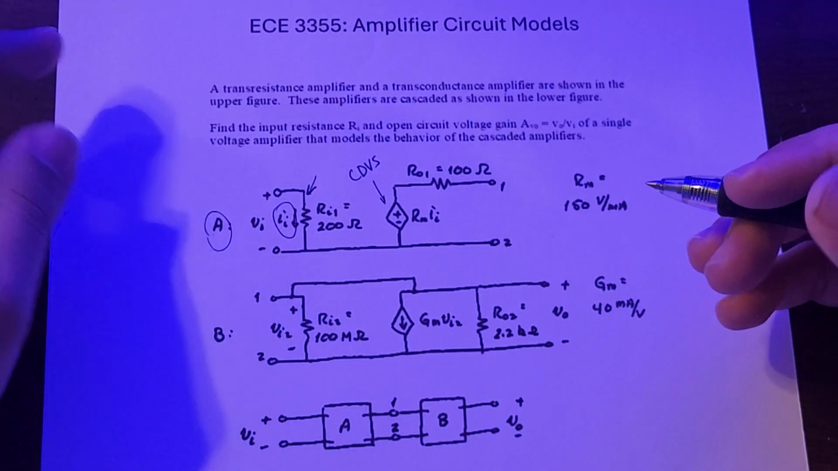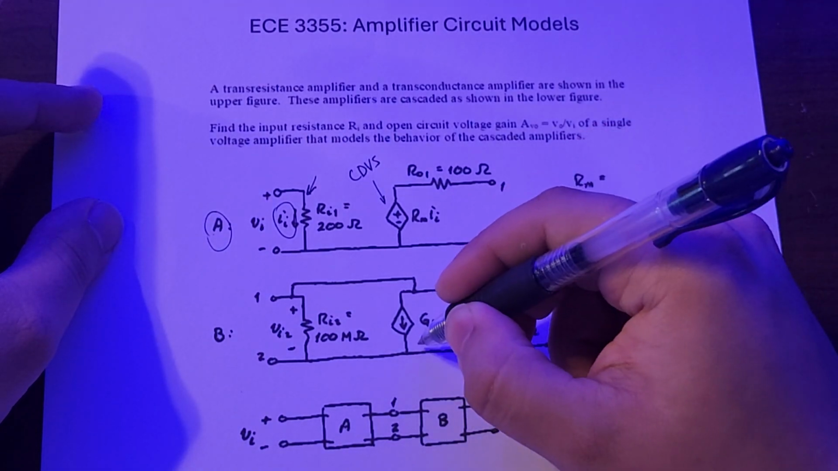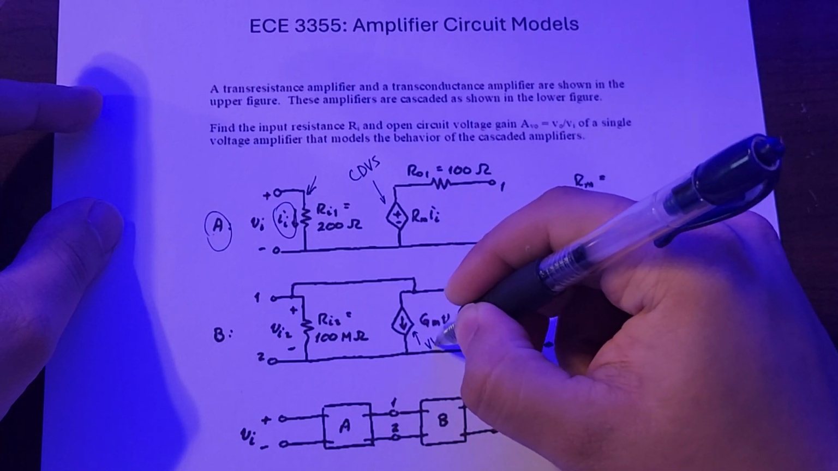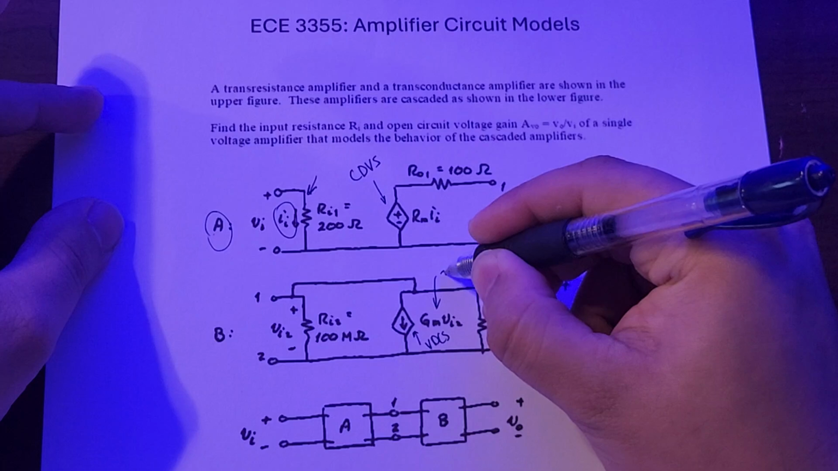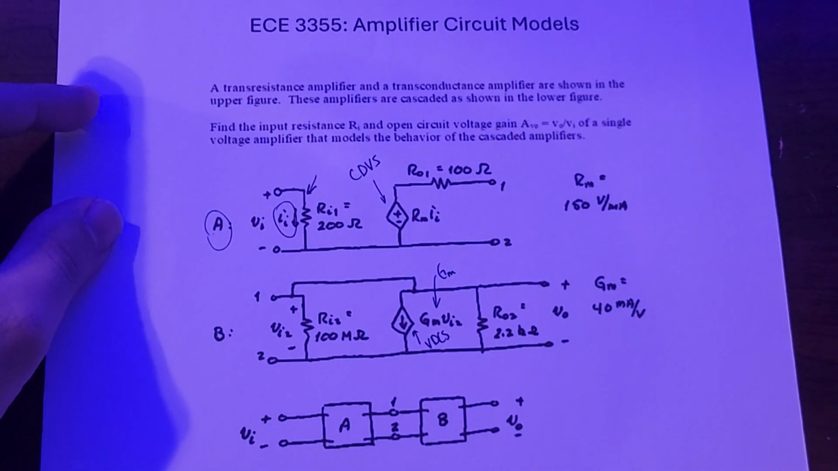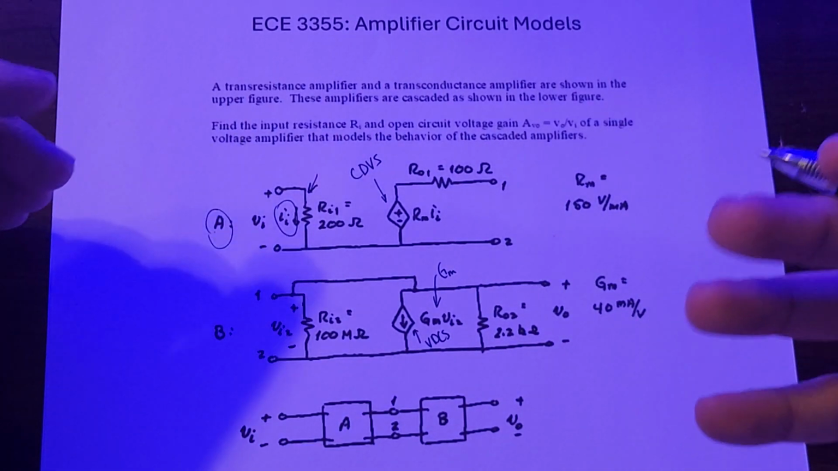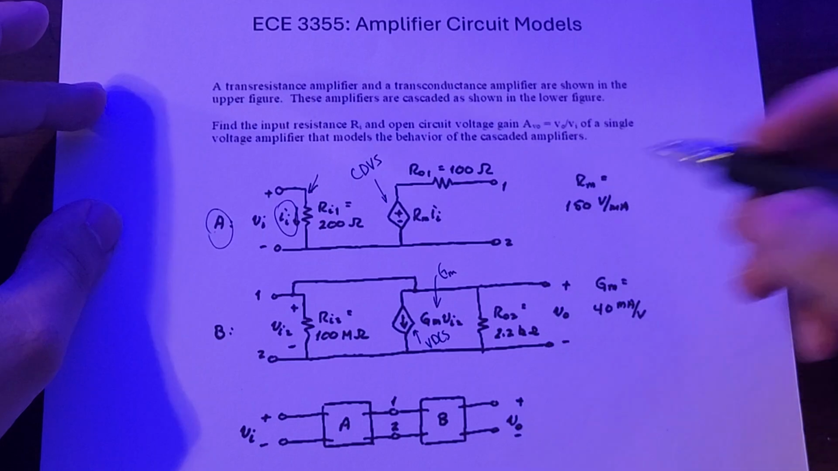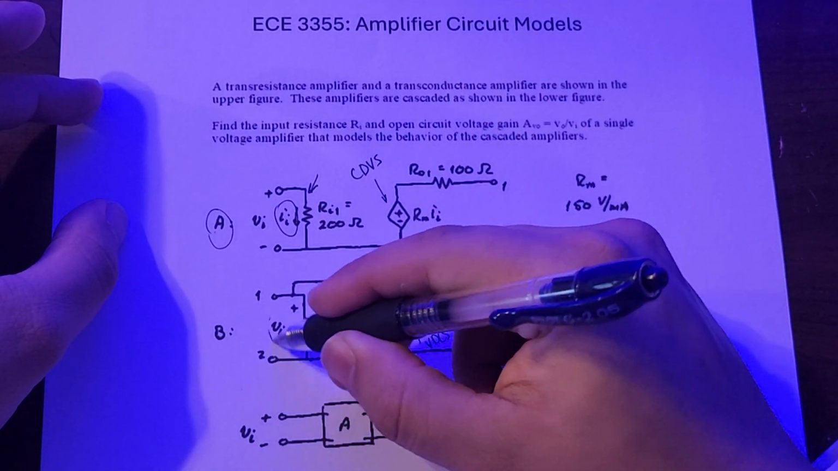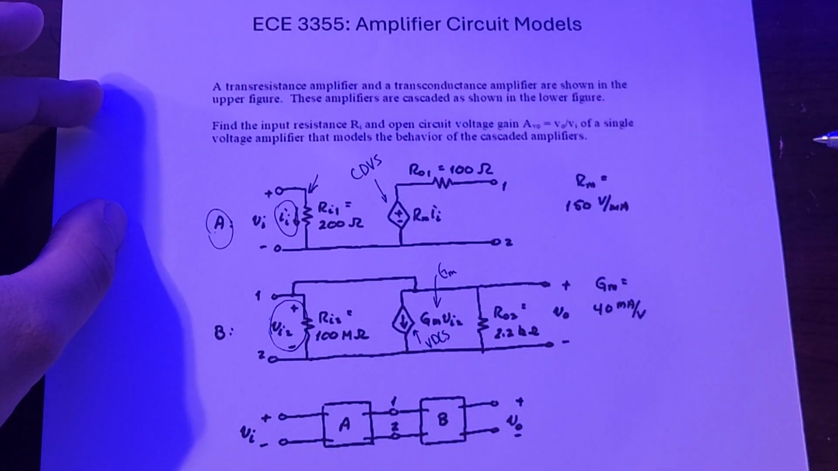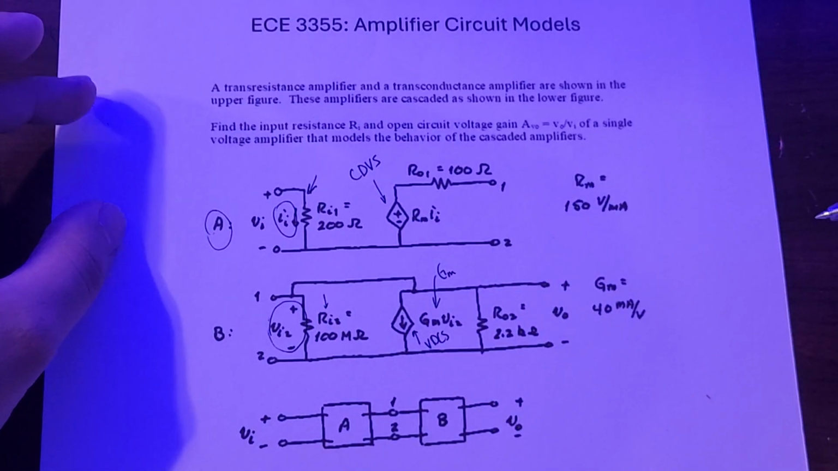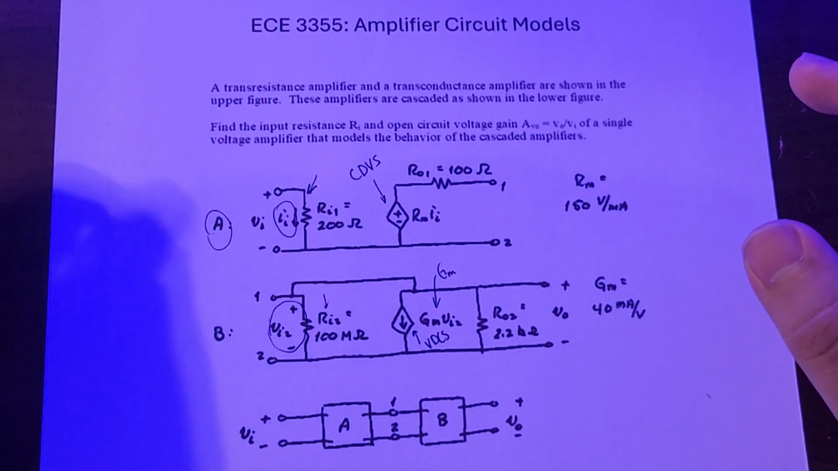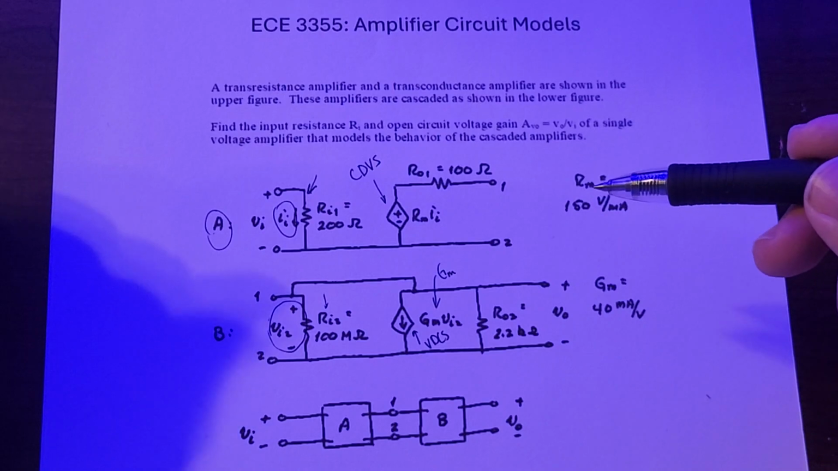Now the transconductance one will have a voltage dependent current source. Usually it's denoted by G of M, or G sub M. Transconductance usually will be denoted by that. And then we're also given this voltage across the terminals of this input resistance. Now, it doesn't have to be the input resistance because eventually we're going to have to find the input resistance.